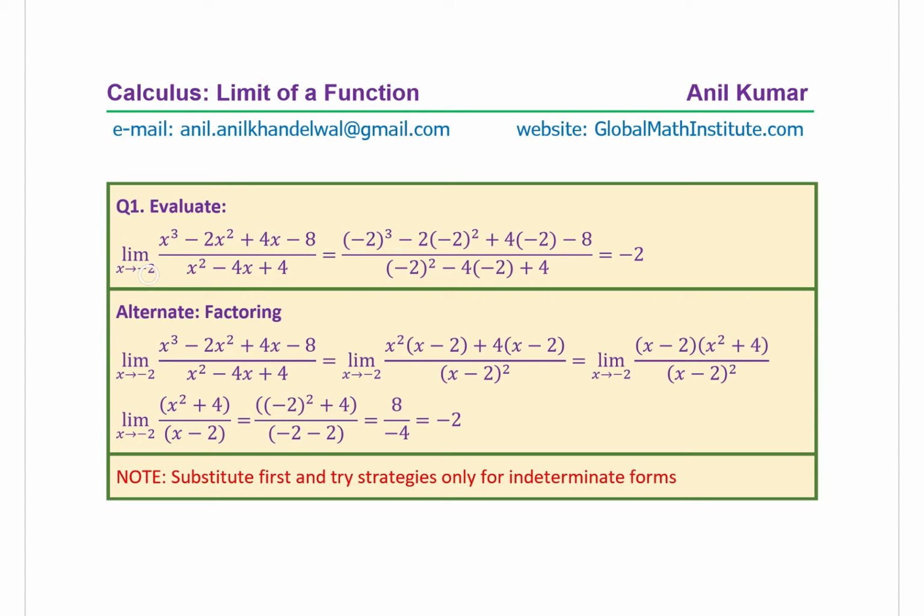Limit x approaches minus 2 for this particular rational function. Now, whenever you see a rational function, the first thing is you need to substitute minus 2 here. As soon as you substitute minus 2, as I've done here, you will see that you don't get 0 over 0. You actually get a value, and this value is minus 2. So that becomes your solution. By substituting directly, you will get the solution.